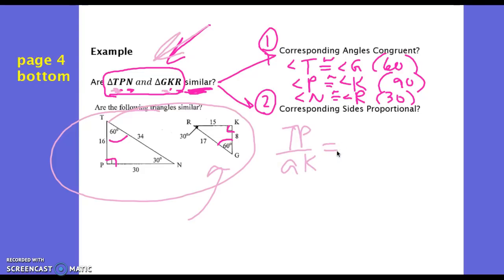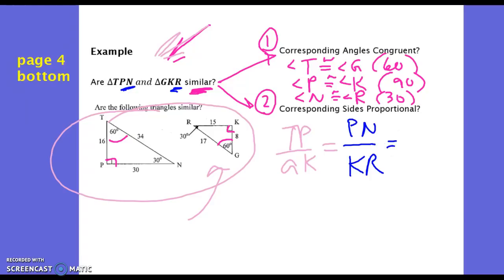I'm going to erase this to give myself some room. And PN, second 2 letters, KR, second 2 letters. So I have PN over KR, which should equal, and let's look at the first and the third, TN over GR. Now let's look at the picture and put all the values in.